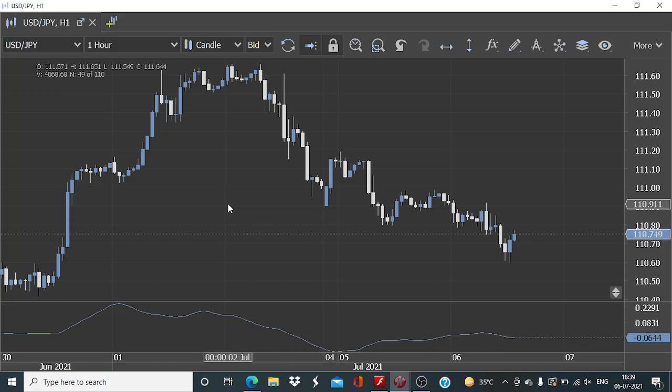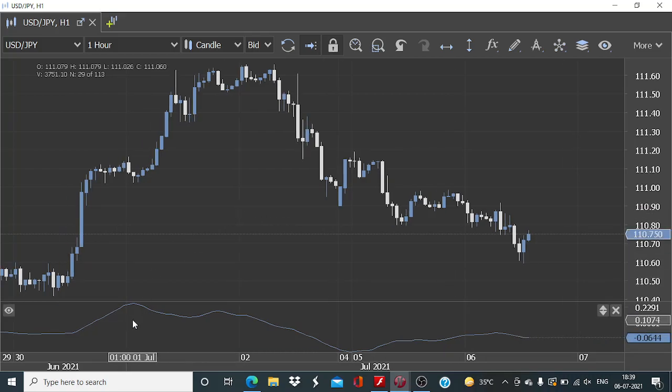When the two SMAs are converging, you will see that this PPO value starts to decline if it is on the bullish side, above zero. And if the underlying momentum has been bearish and the PPO has been on the bearish side, then it starts to rise whenever these SMAs converge.